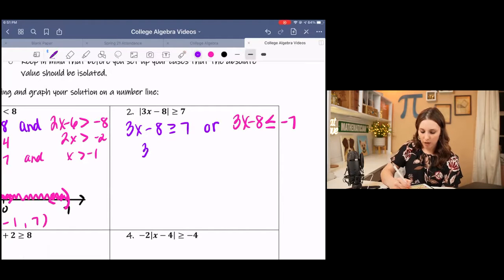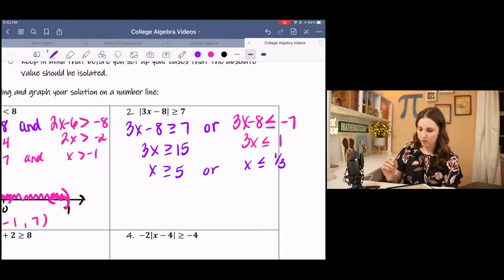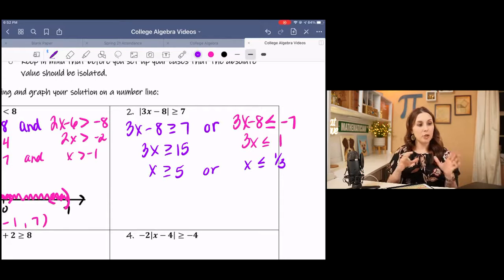And now we'll solve each case. Add 8. Add 8. Divide by 3. And now we have two cases. x is greater than or equal to 5 or less than or equal to a third. Just making sure I solved that correctly because we got a fraction. 8 divided by 3, yep.